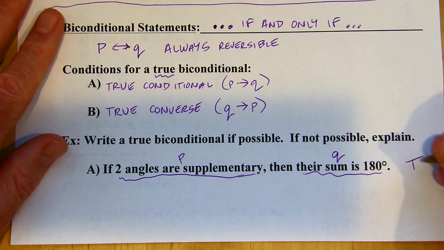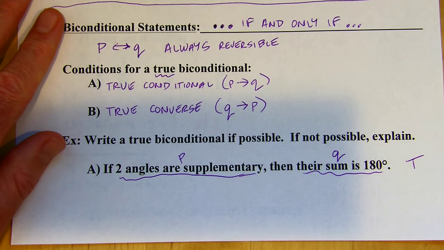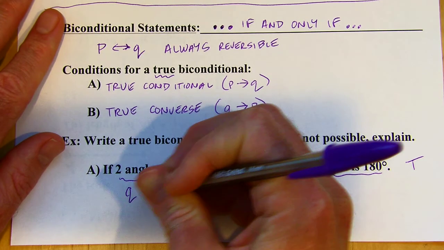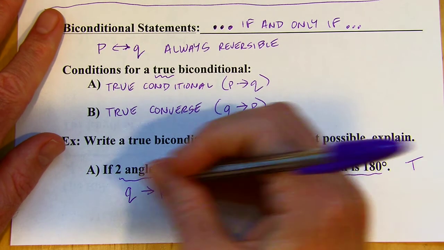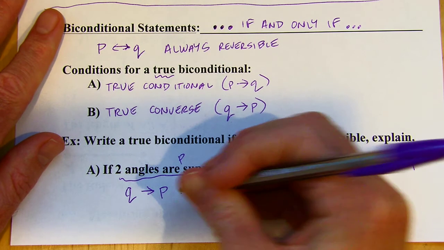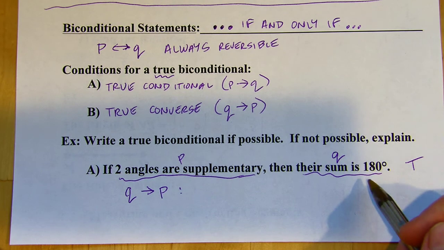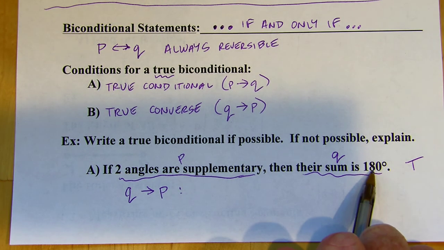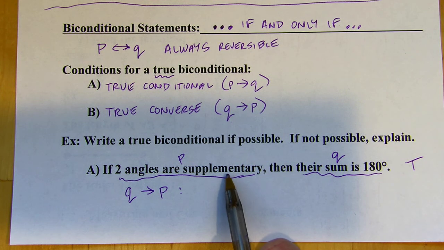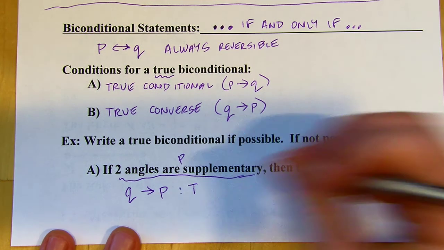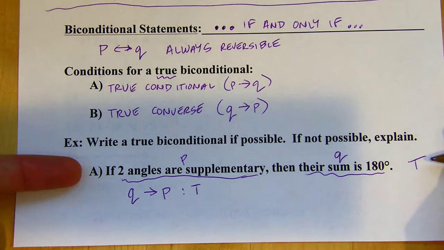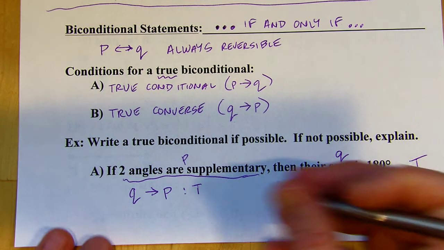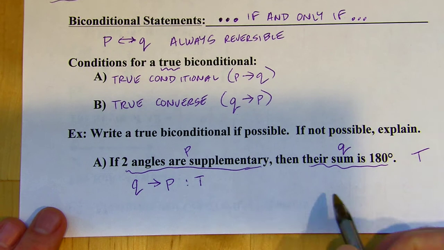That's true. That's a true statement. I'm just going to write true there. Okay, and then I'm going to think, well, would this work in the other direction? I don't want to rewrite the sentence here, but I'm just going to imagine what it would look like. So if I had this statement, if two angles sum is 180 degrees, then they are supplementary. Well, that would also be true. So I've got a true conditional and I've got a true converse. So that means this is going to work. Now I can rewrite this as an if and only if.